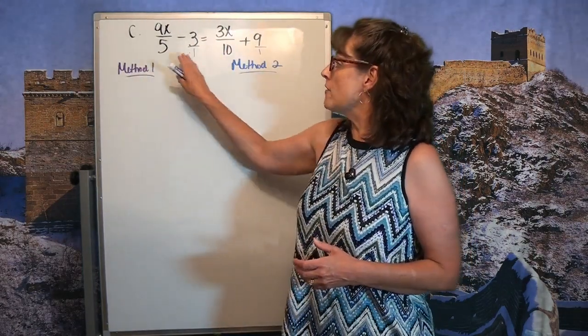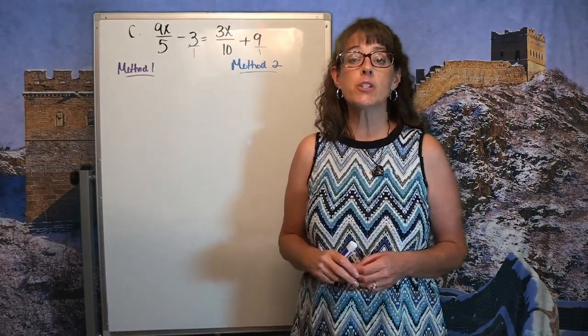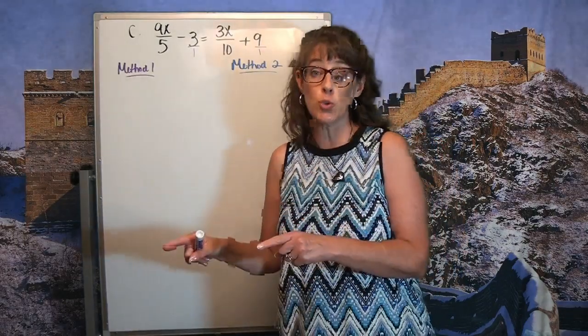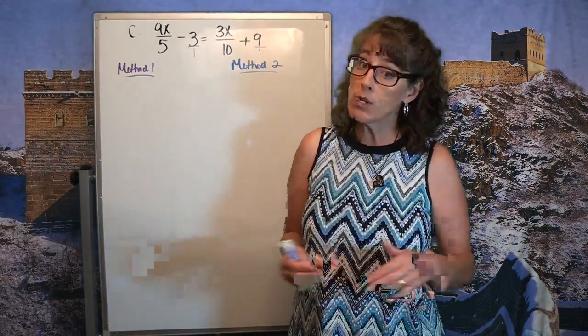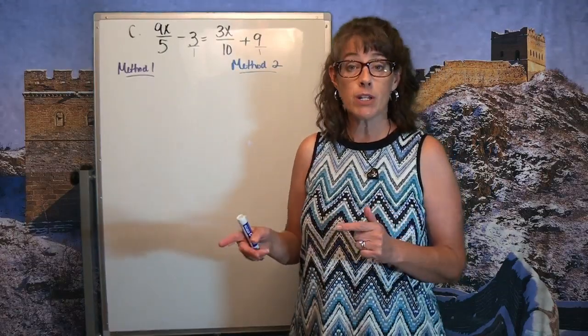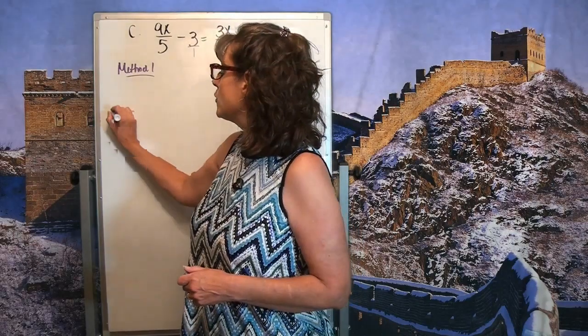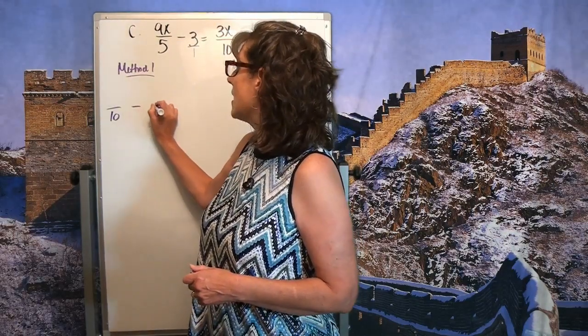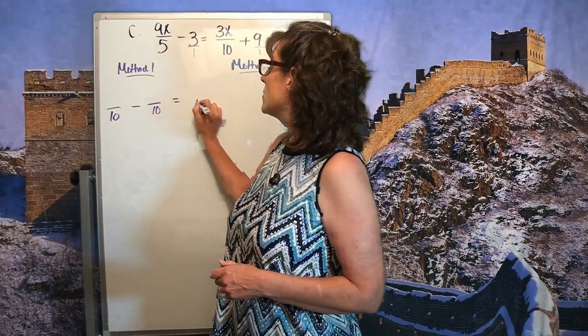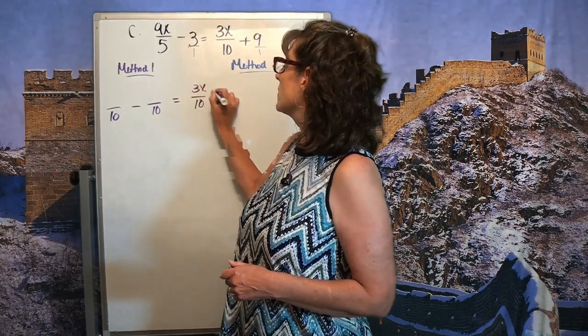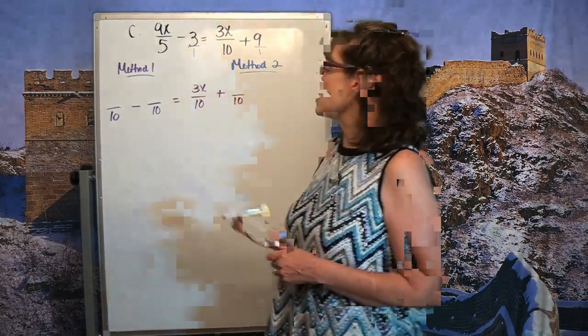So I look at the 5, the 1, the 10, the 1. What is the smallest number that they will all go into? Not the smallest number that will go into them, but that they will go into. Yes, 10 is the smallest that they'll all go into. So in this first method, I'm going to convert everything to tenths. Notice this one's already there. And convert this into tenths.